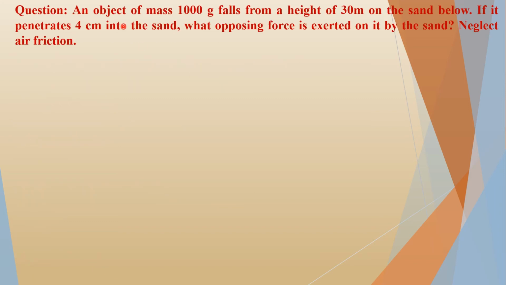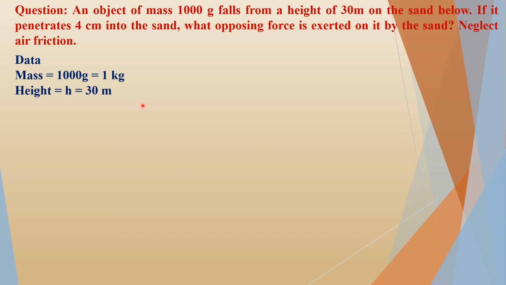Question. An object of mass 1000 gram falls from a height of 30 meter on the sand below. If it penetrates 4 cm into the sand, what opposing force is exerted on it by the sand? Neglect air friction. Data. Mass is equal to 1000 gram, that is equal to 1 kilogram, and height is given, that is equal to 30 meters.